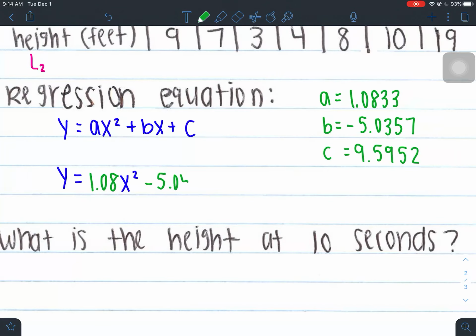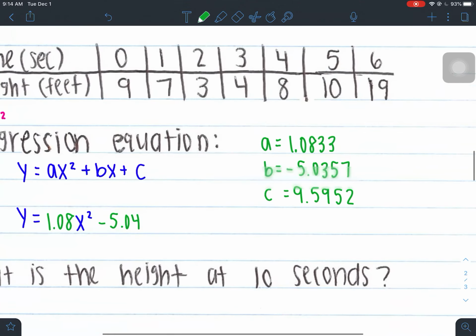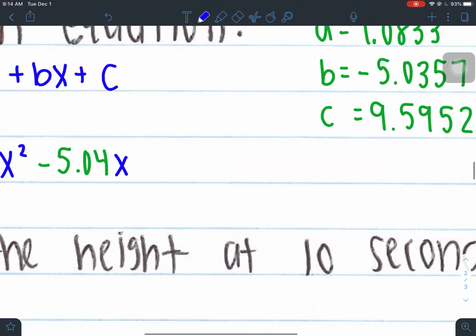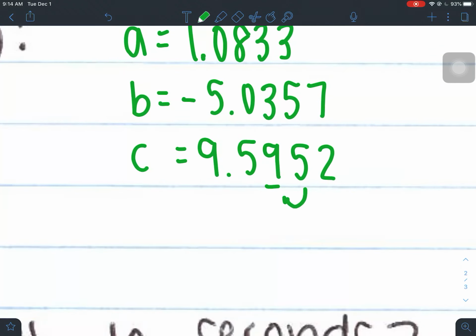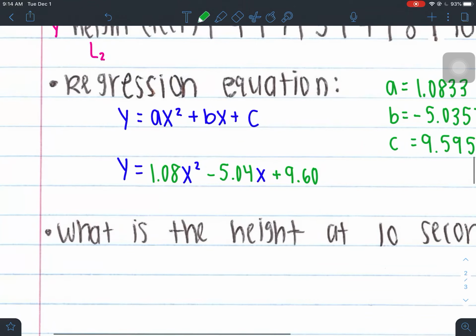5.04. So remember, we're rounding to the hundredths place, so you want to make sure that you're rounding to 2 decimal places correctly. So this 3 here would actually round up to 4 because 5 pushes it up to 4. Remember, if it's 5 or bigger, you're going to round up. And that's going to be x. And then your c value here is positive 9.59. Oh, so it actually rounds to 9.60. So we want to round to 2 decimal places, but that's going to push that up to 0, so it's going to end up being 9.60.